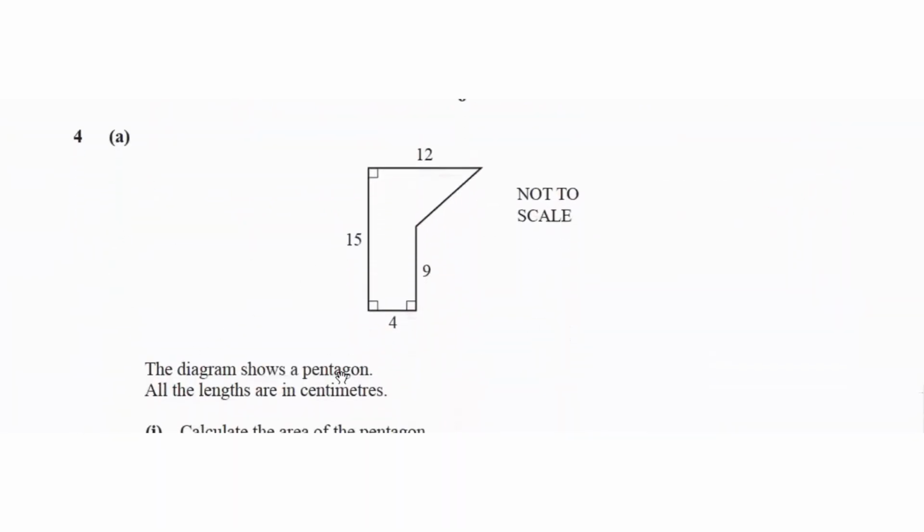Question 4 says the diagram shows a pentagon. All the lengths are in centimeters. Calculate the area of the pentagon. So what I'm going to do is divide this composite shape into two parts.